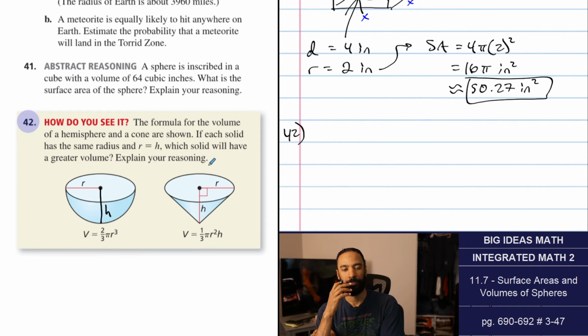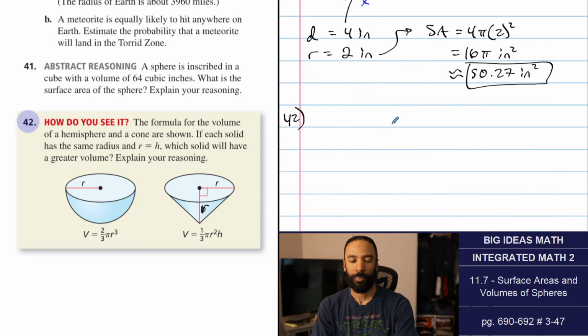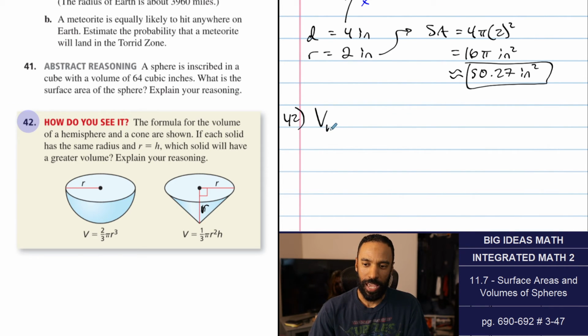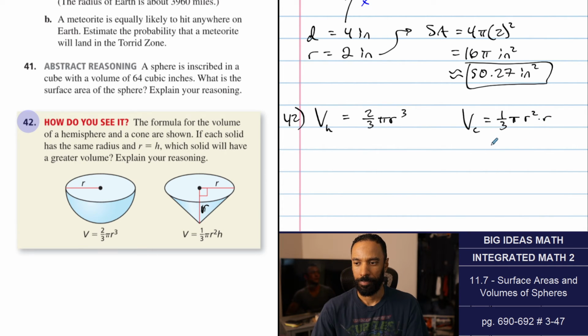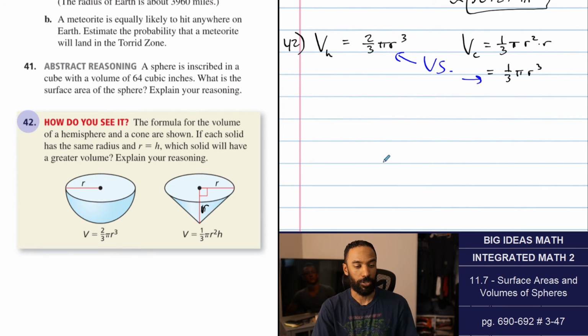Or better yet, I can turn this one into r. If I turn this one into r here, then the volume of the hemisphere is still 2/3 pi r cubed, but I can say the volume of the cone as 1/3 pi r squared times r. And that means that's 1/3 pi times r cubed. So we're comparing 2/3 pi r cubed versus 1/3 pi r cubed. And 2/3 pi r cubed is twice as big. It's not only bigger, but it's literally twice as big.